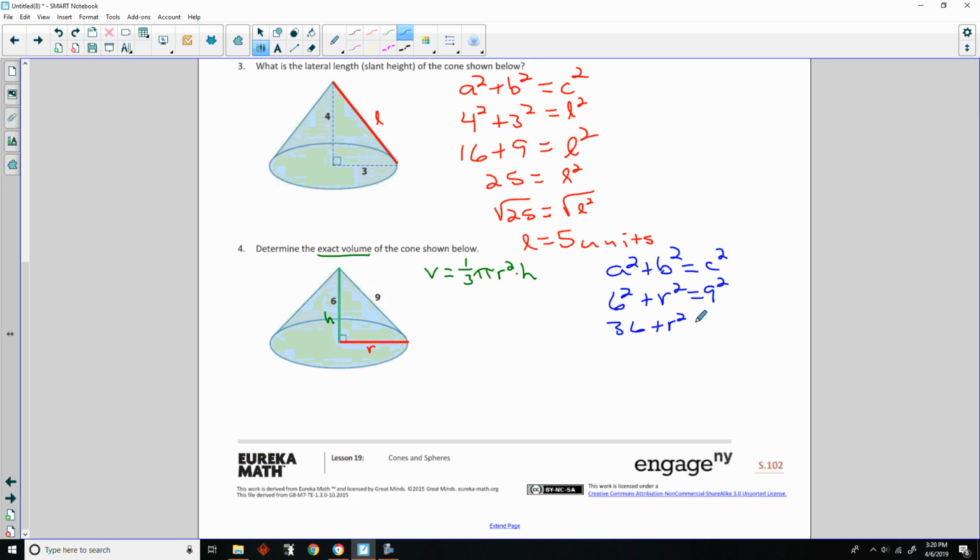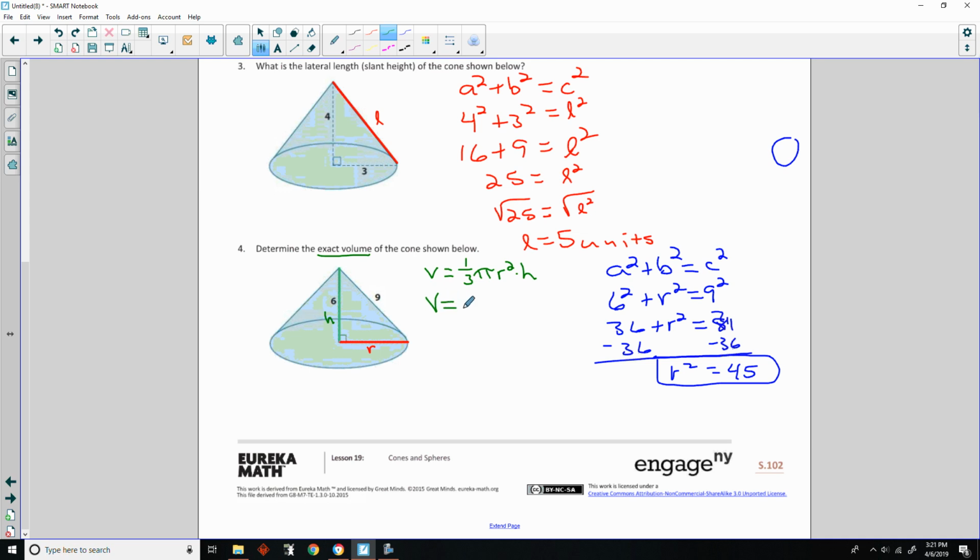36 plus r squared equals 81. Subtract 36 from both sides, and I get r squared equals 45. I'm not going to find r here. I don't need to know the radius because the formula, as you can see, has r squared in it. R squared is right here. There's no need to go any further. So let's continue without going further in the Pythagorean theorem.